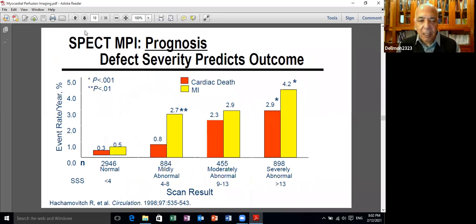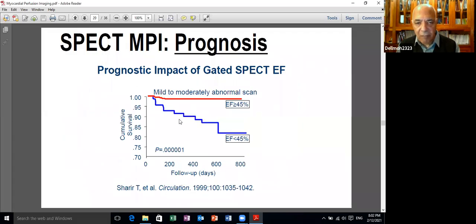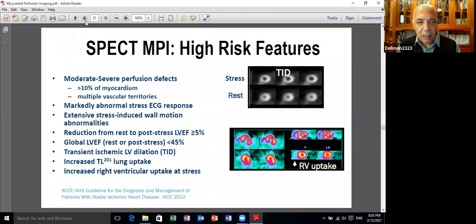But the fact is that as you increase the number of abnormal or ischemic segments, you get an increase in the occurrence of cardiac events. So going from less than 4 segments through 8 segments through 13 segments through more than 13 segments, you will find that the incidence of myocardial infarction and cardiac mortality increases. That's very logical. And also, if you have a diminished ejection fraction, then the cardiac mortality increases. And if you have a normal ejection fraction, the prognosis and outcome will be definitely better. So that's straightforward knowledge. This is the power of the ejection fraction, and this is the interpretation.